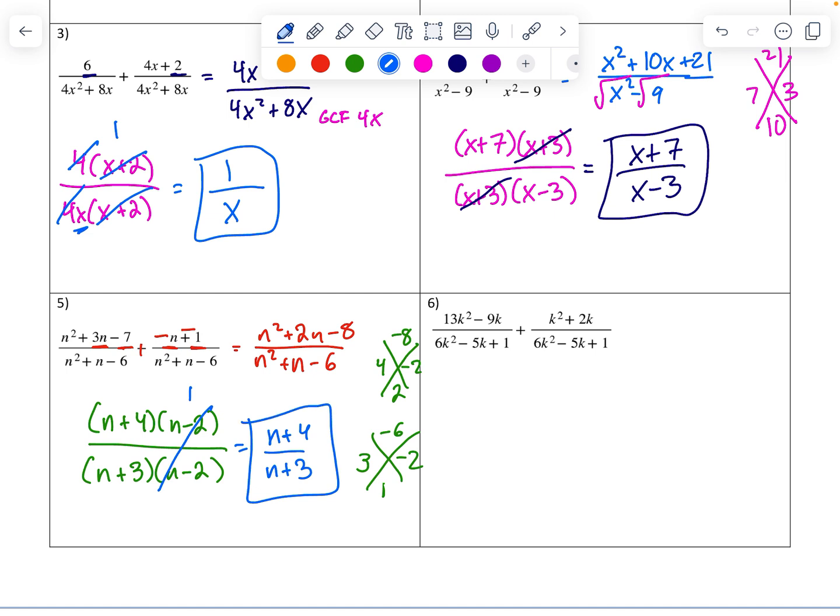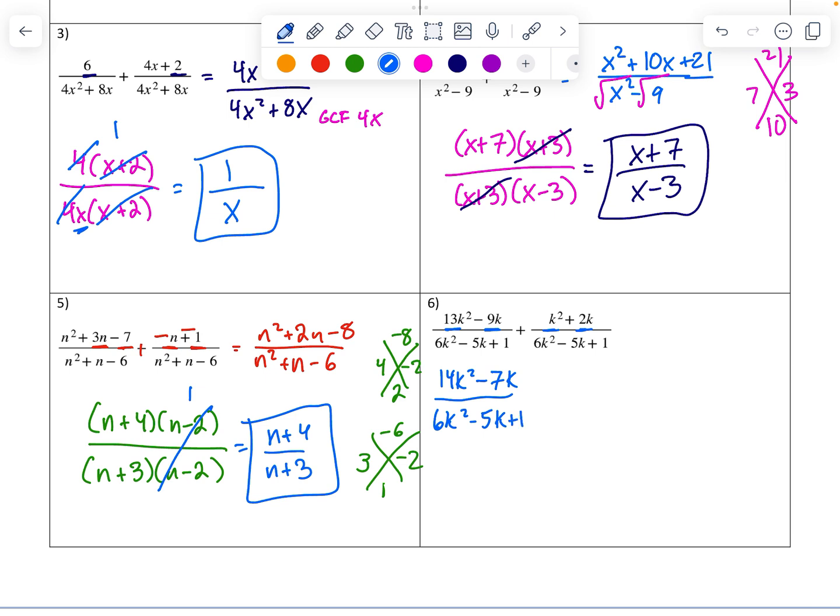All right, I would recommend trying the last one before you see it. So this one has a plus sign, and we have common denominators. So I'm going to add together my like terms. So 13 plus 1 is 14k squared. Negative 9 plus 2 is negative 7k. And then my denominators stay the same.